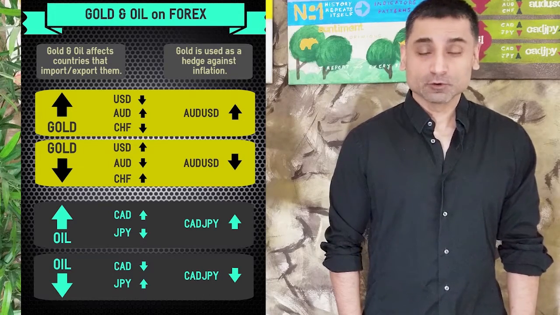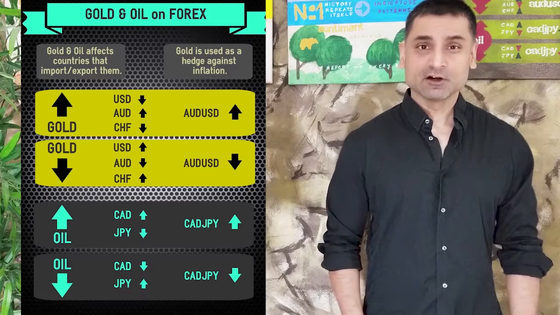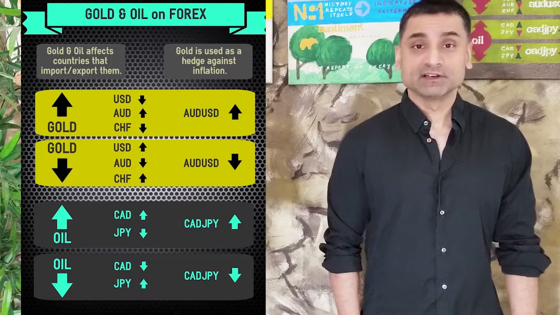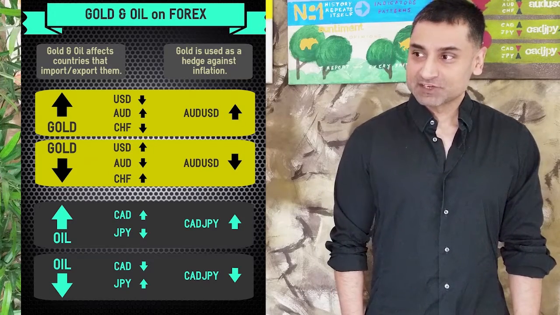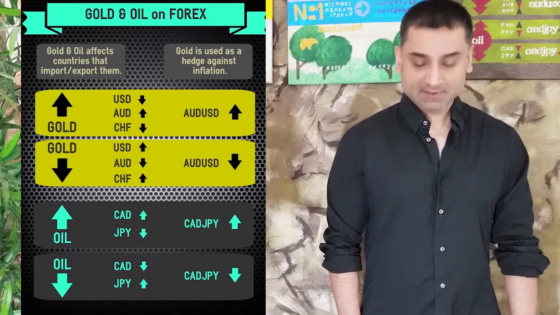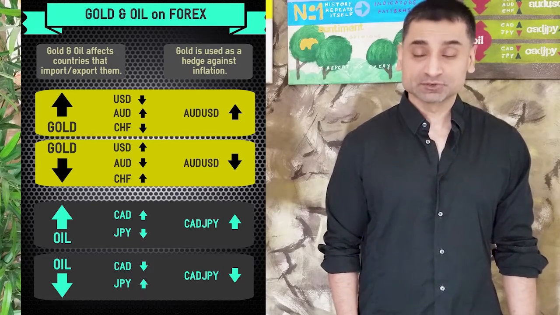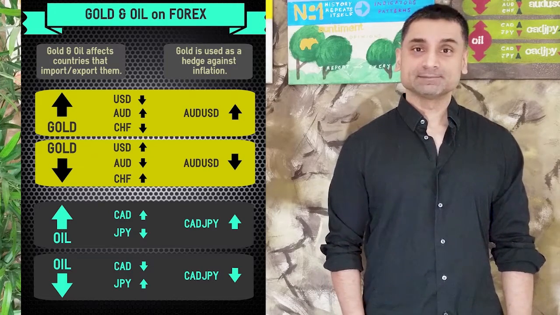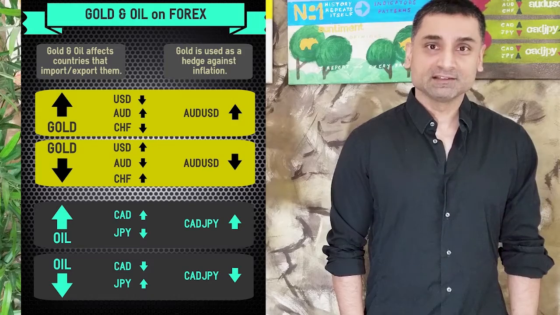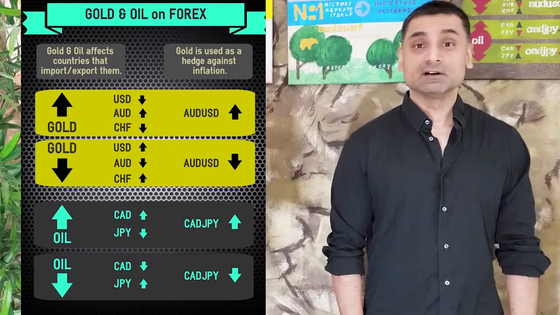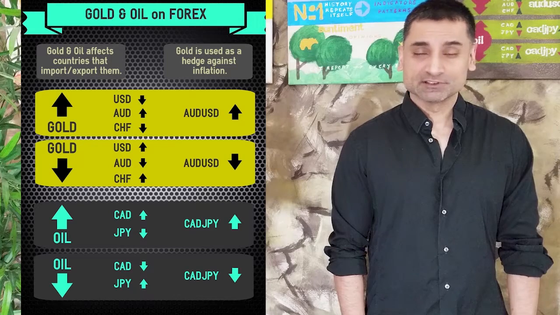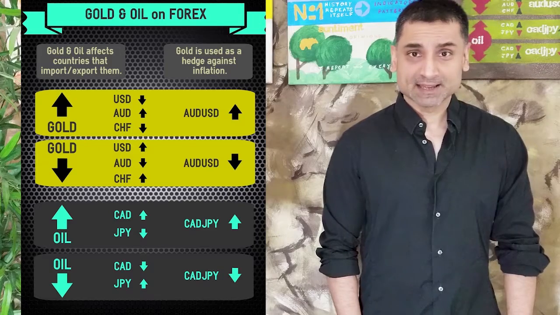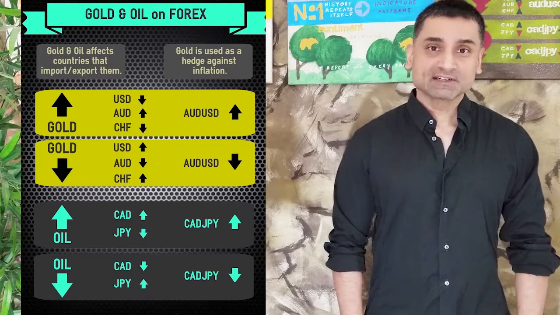Now for oil, when oil goes up, it has a positive impact on the Canadian dollar and a negative impact on the Japanese yen. So we expect the pair, CAD Japanese Yen, to go up. And when oil goes down, we expect this CAD Japanese Yen pair to go down. You could also use the oil scenario with the US dollar CAD pair. When oil goes up, the US dollar CAD goes down, and when oil goes down, the US dollar CAD goes up.